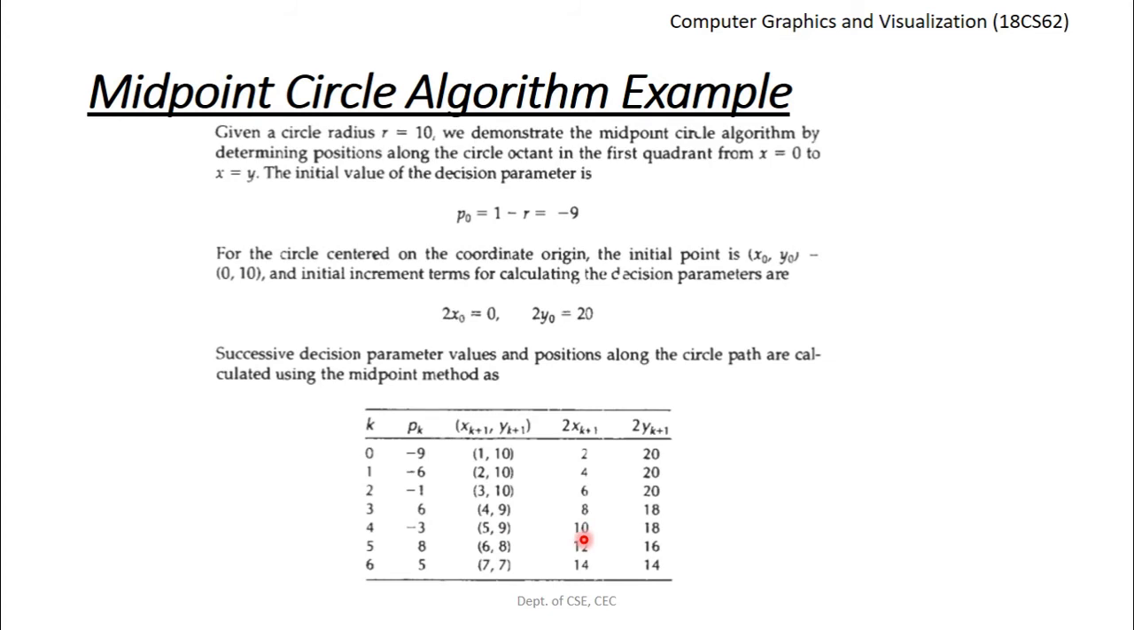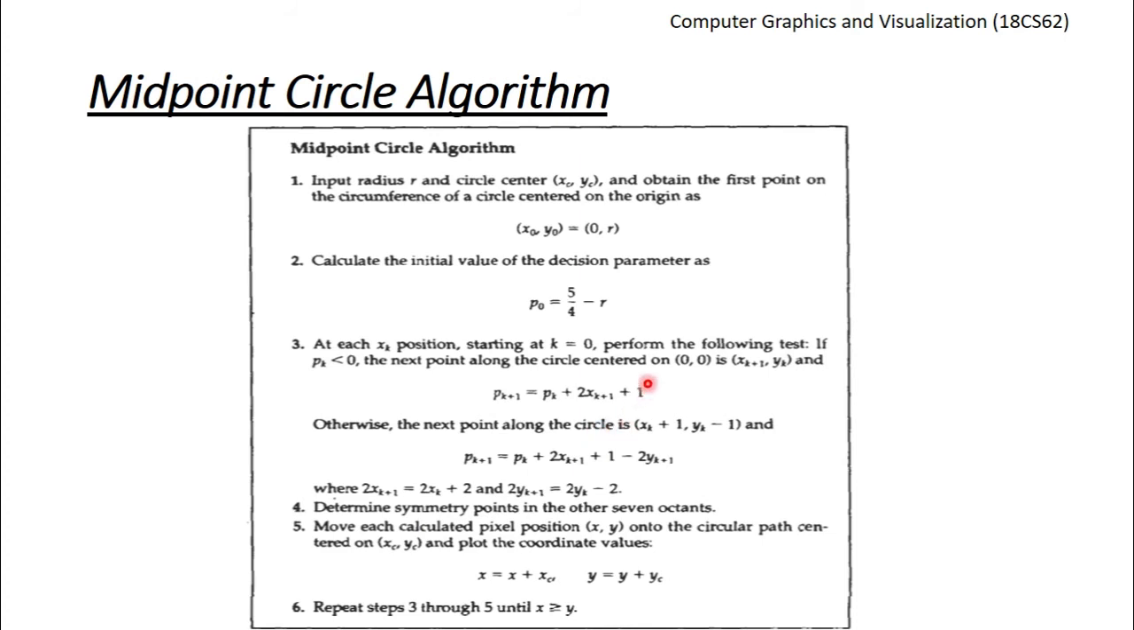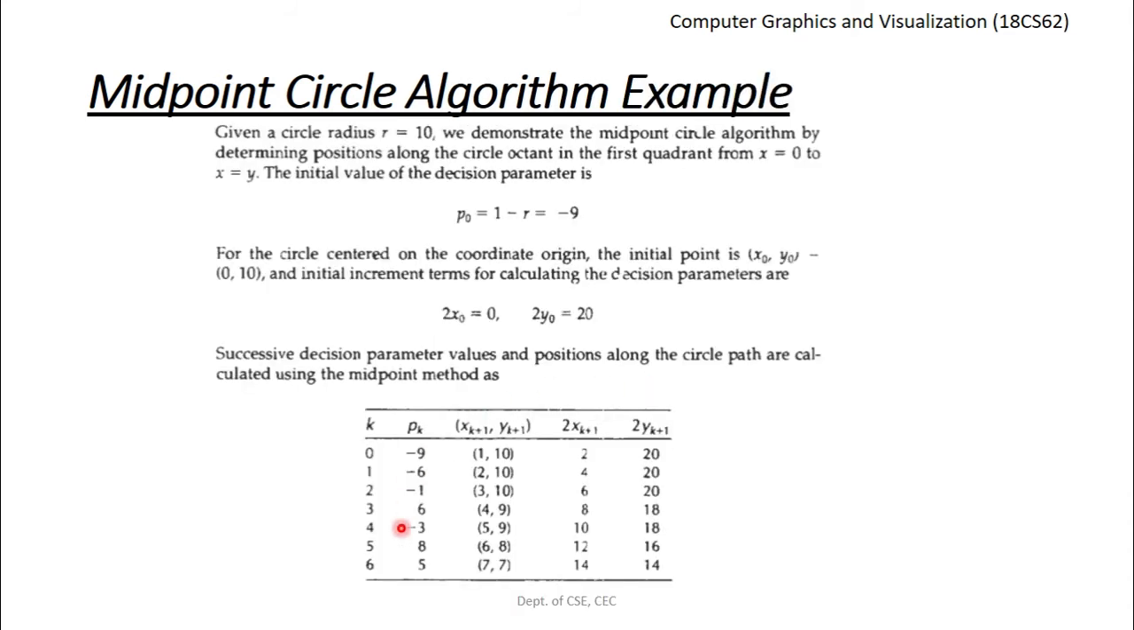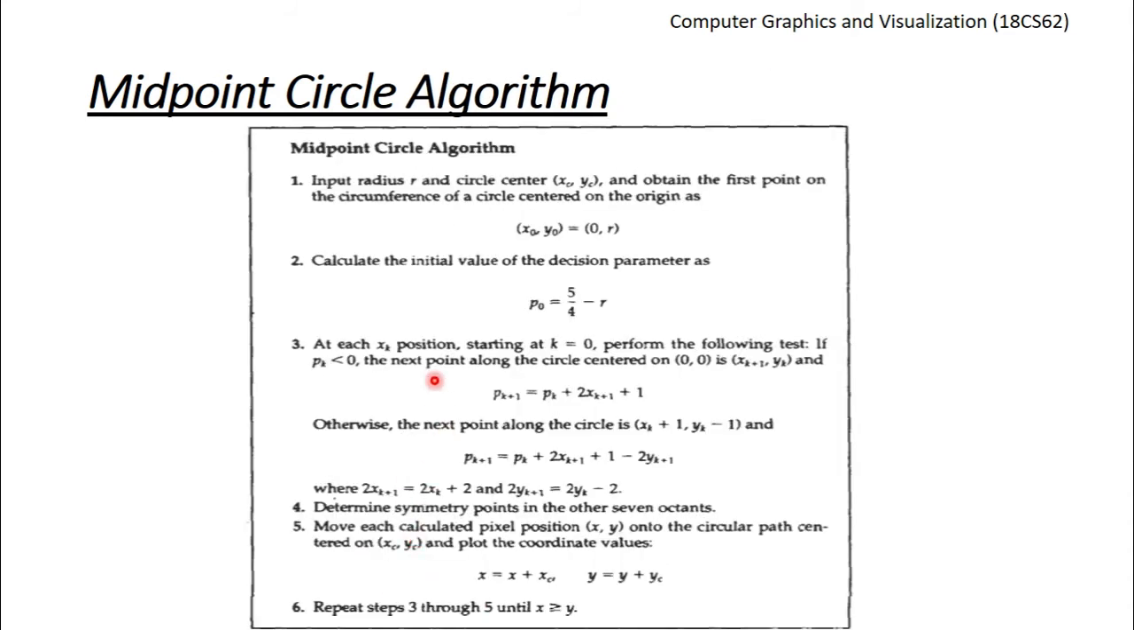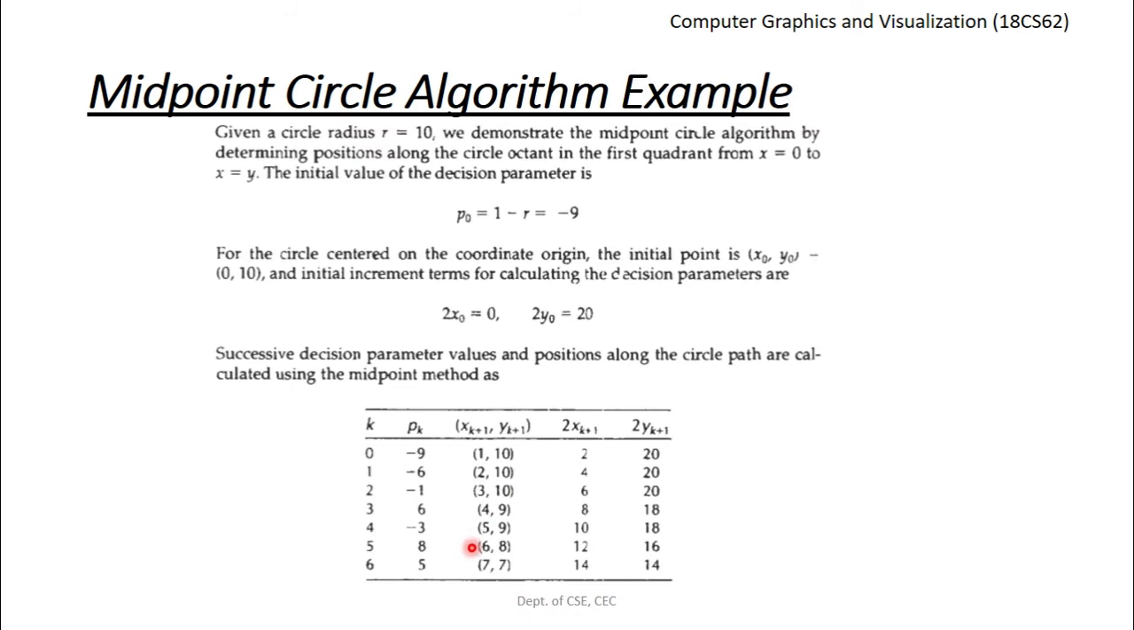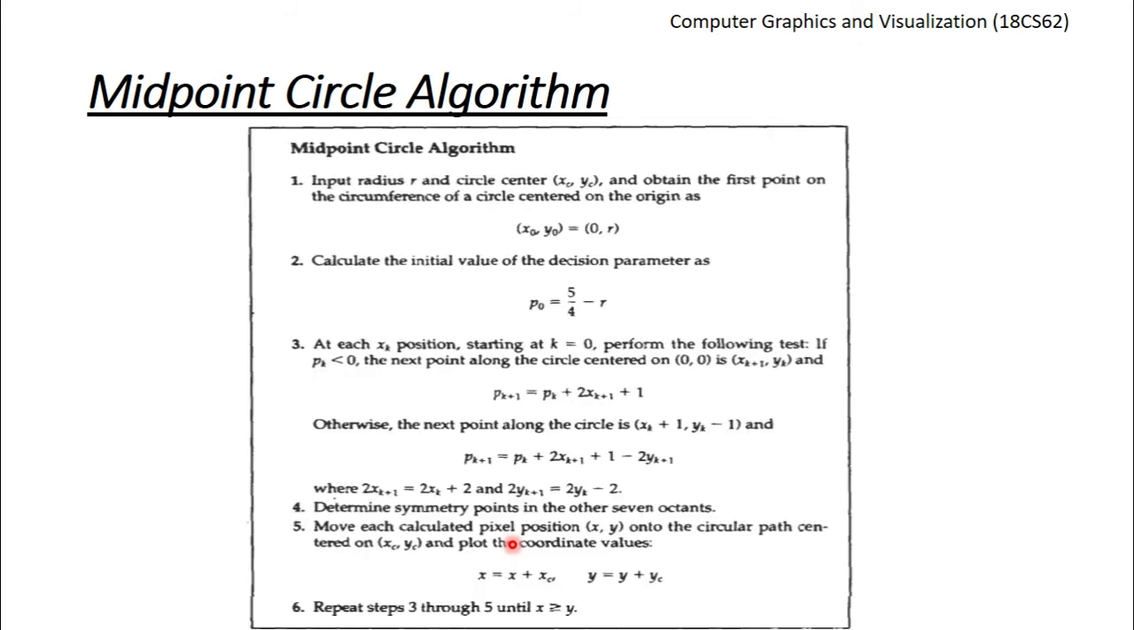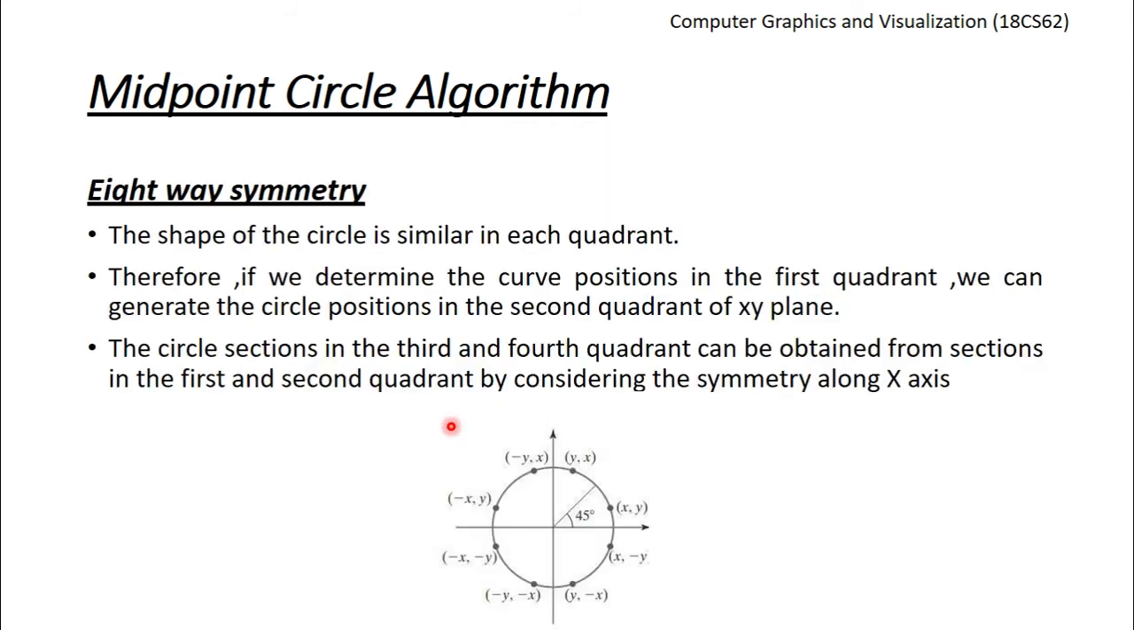And again compute the value of 2xk plus 1, 2yk plus 1. And what next? Again use this equation to compute the next decision parameter P5. So P5 equals P4, that is minus 3, plus 10 plus 1. So the value of P5 will be 8. Since the value of P5 is positive, we come to this particular condition: increment x by 1 and decrement y by 1. So x will change from 5 to 6, y will change from 9 to 8.